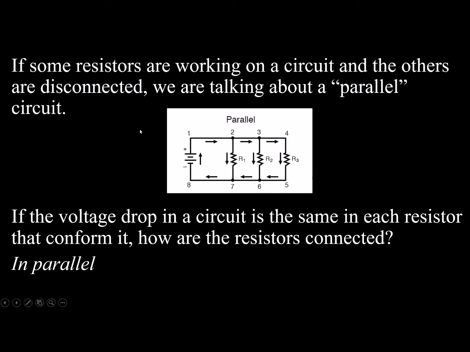If some resistors are working in a circuit while the others are disconnected, this is an example of a parallel circuit. And if the voltage drop in a circuit is the same in each resistor that forms it, the resistors are also connected in parallel.